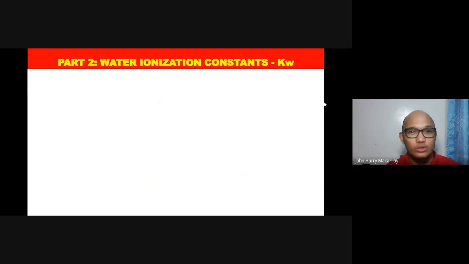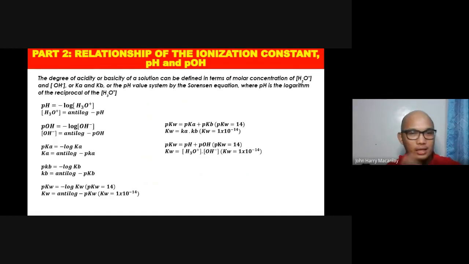Let's have the relationship of the ionization constant with your pH and your pOH. So the degree of acidity or basicity of a solution can be defined in terms of molar concentration of hydronium ion and hydroxyl ion, or Ka and Kb, or the pH value system by the Sorensen equation, where pH is the logarithm of the reciprocal of the hydronium ion. So whenever you see a symbol which stands for letter P, it means that it is the negative log of a certain concentration. Okay? So pH is equivalent to the negative log of your hydronium ion.